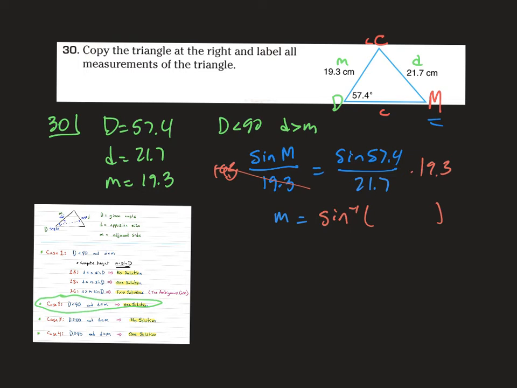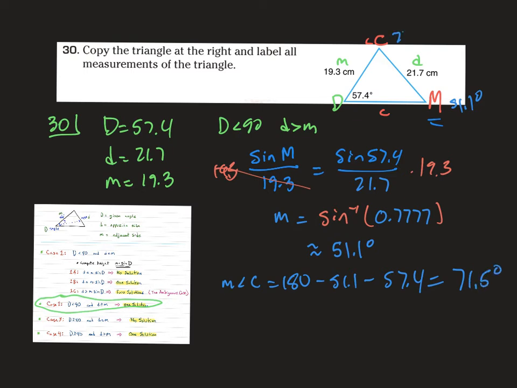And when I do the calculation, I get 0.7777. That's a weird number. And the inverse sine on that value is 51.1 degrees. So that's my second angle. This guy is 51.1. Okay, let's get the next angle. So that would be angle C up there. The measure of angle C is going to be 180 minus 51.1 minus the 57.4. And that equals 71.5 degrees. So that's this guy.